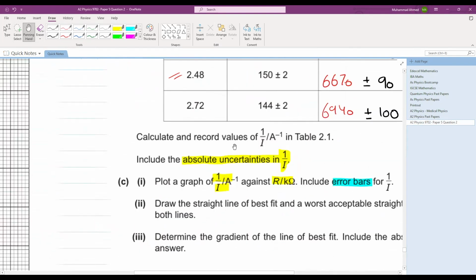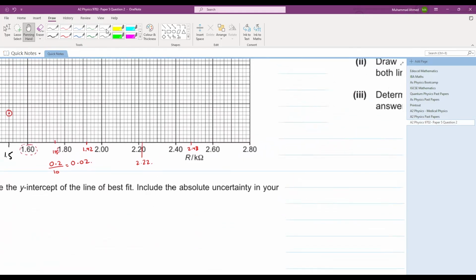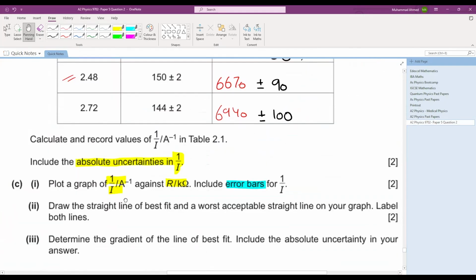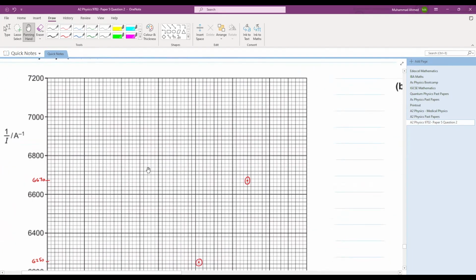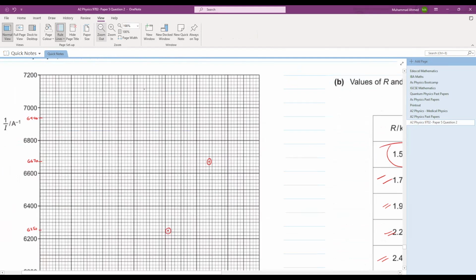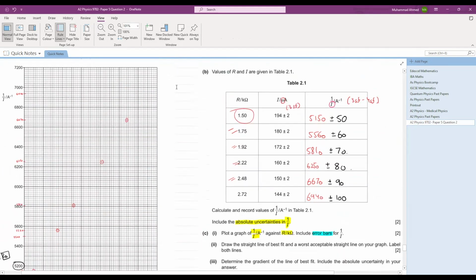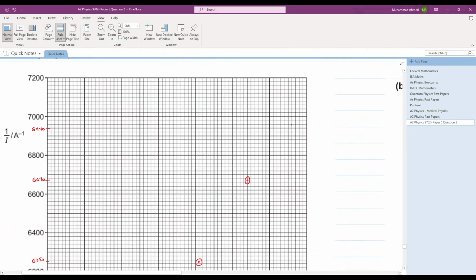So 2.72 and 6940. Where will be 2.72? 2.72 will be somewhere here. Perfect. And what is your value on the y-axis? Your value on the y-axis is 6940. Perfect. So 6940 will be somewhere here. So you have 2.72, I guess. Yeah, 2.72 and 6940. So your point will be somewhere here. Yeah. These are your, you can say, 6 points.